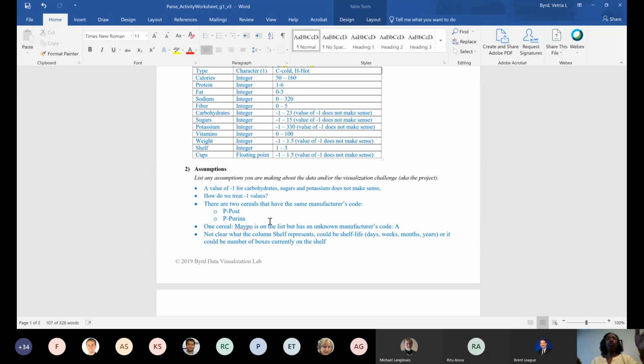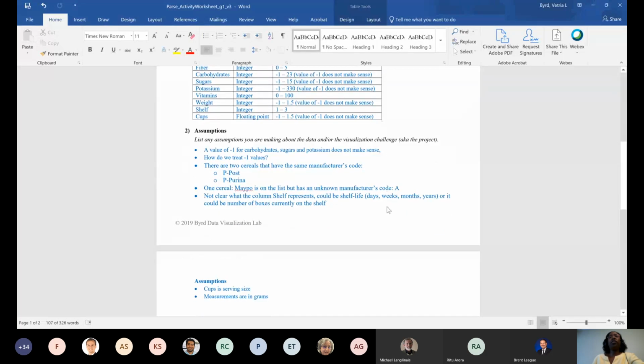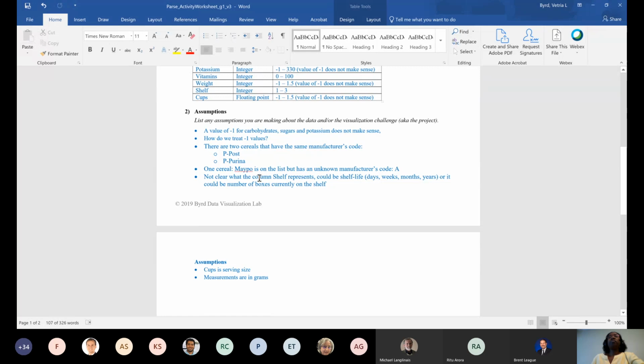And so in this case, I'm treating this -1 as, like I said, it doesn't make sense to be in the columns that they're in. I am going to treat that as incorrect data, or maybe missing data for the data set. Again, I'm noting there are two cereals that have the same manufacturer's code, and as I listed before, there's one cereal, Mapo, that is on the list, but the manufacturer's code is unknown. So again, A comes into play here.